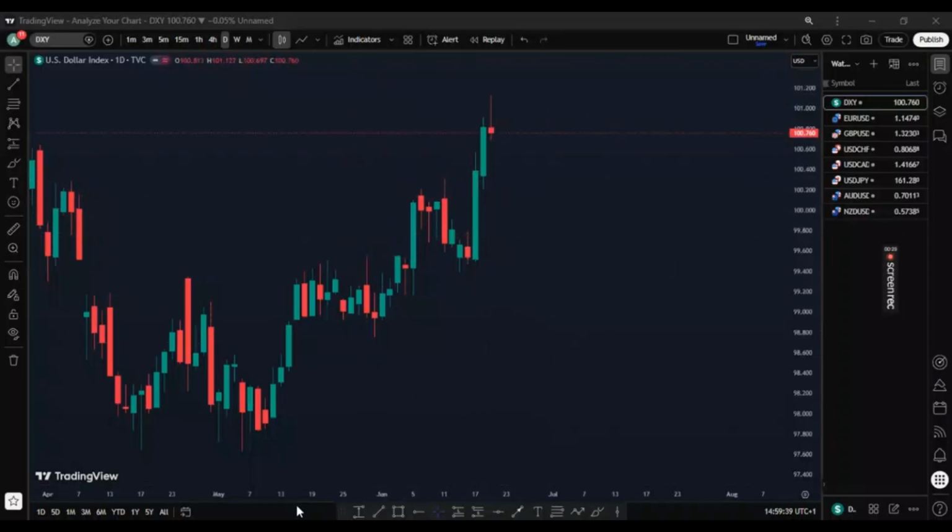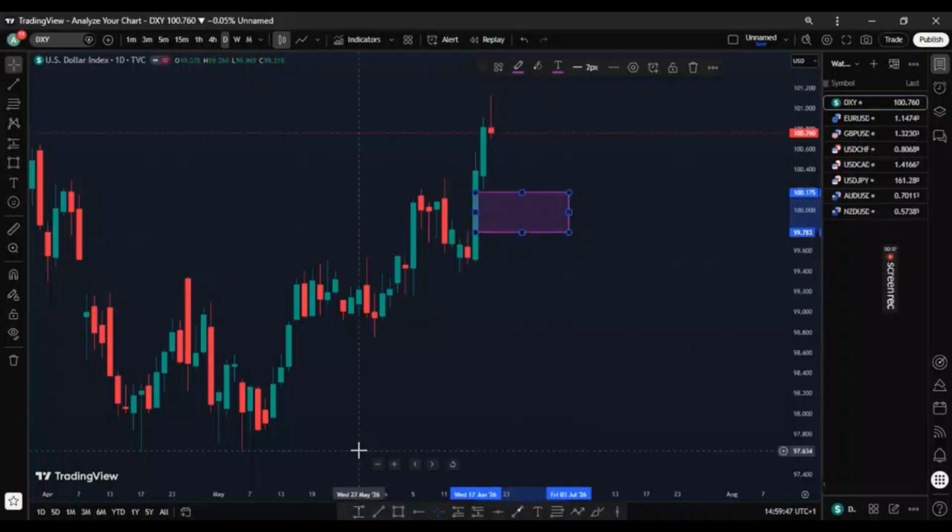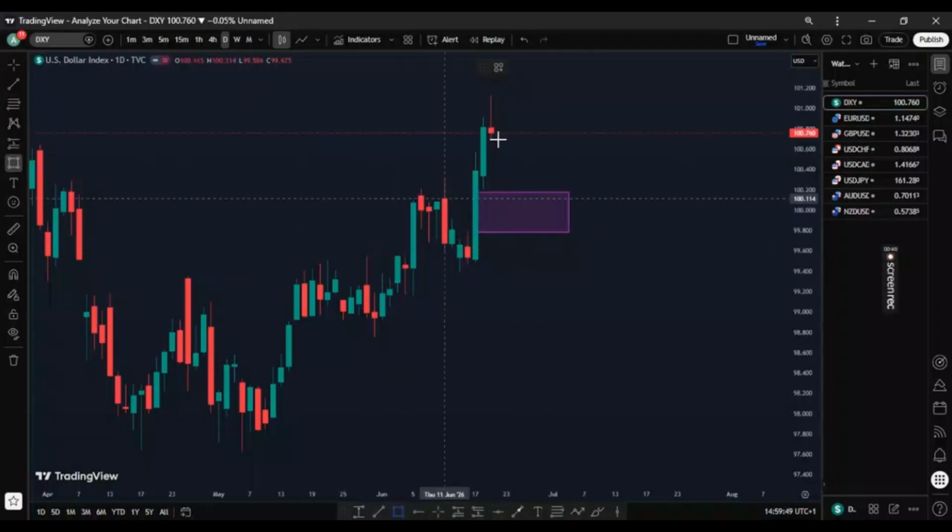If you look closely here, you can see that we have a fair value gap here. Let me mark that out. So we have a fair value gap here, and also we have another fair value gap here. So I'm looking for the continuation of the prevailing trend, which is the bullish trend, as you can see.